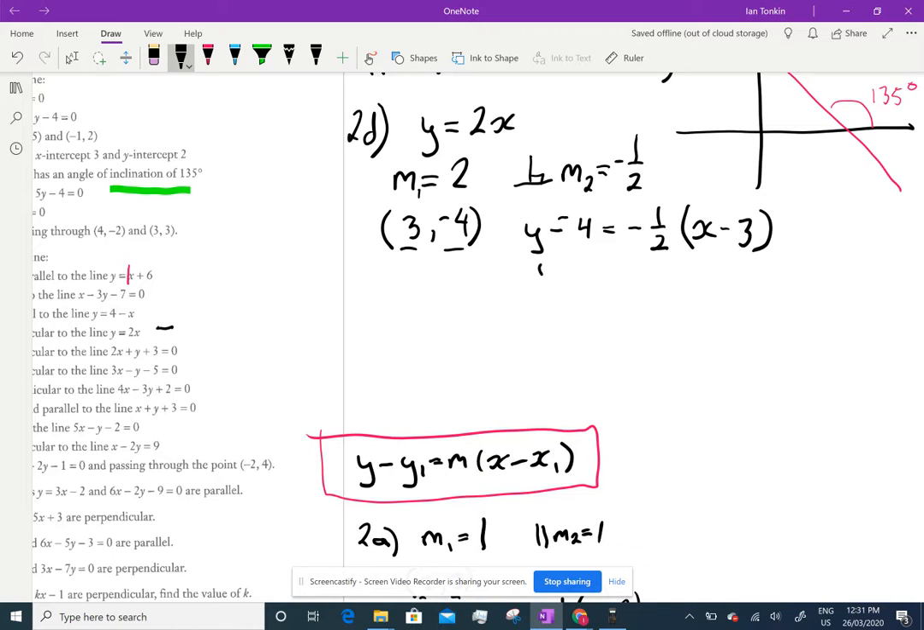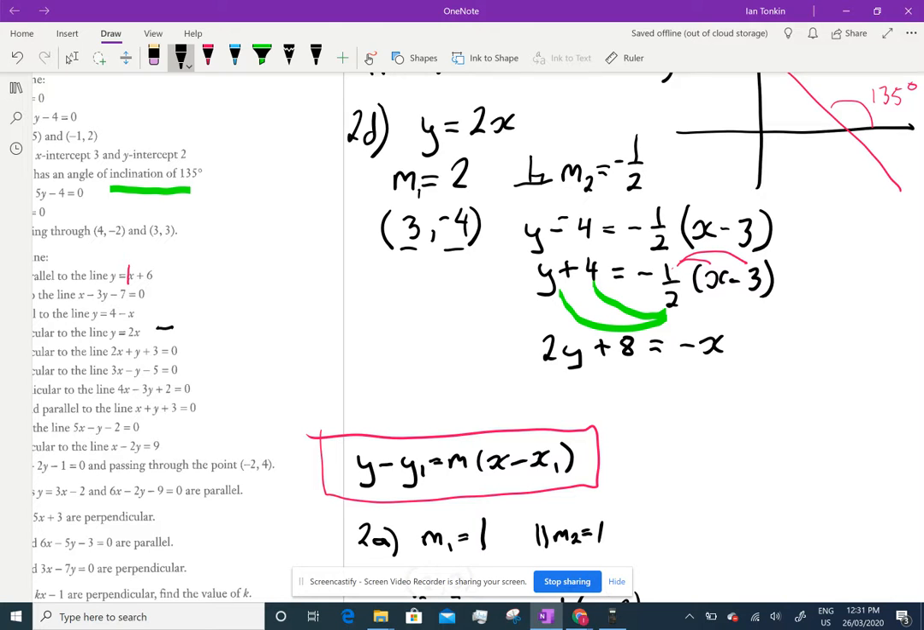Okay, just tidy that up. y plus 4 equals -1/2 x minus 3. Now, here's where you've got to be smart. I'm going to take that 2, I'm going to multiply it across by those two. I'm going to take that -1 and multiply it by these two. So let's do the 2 times that. I get 2y plus 8 equals -1 times x, -x, -1 times -3, plus 3.